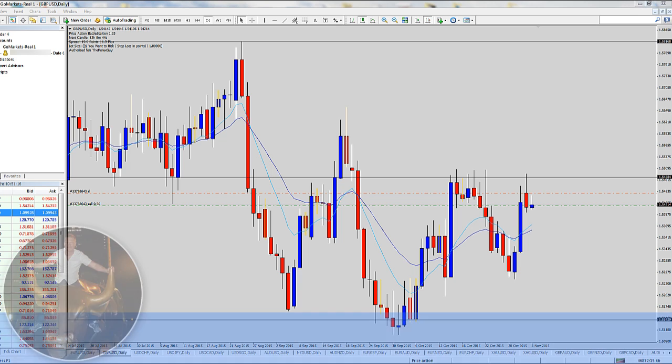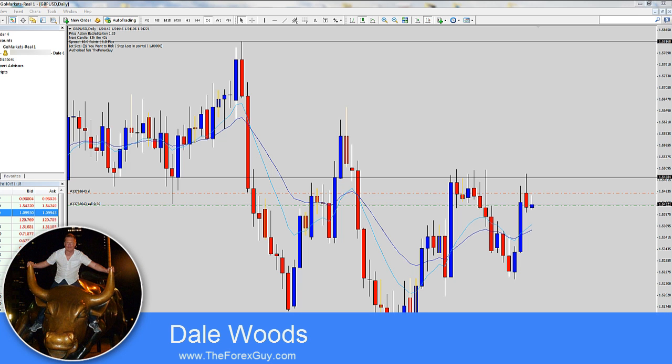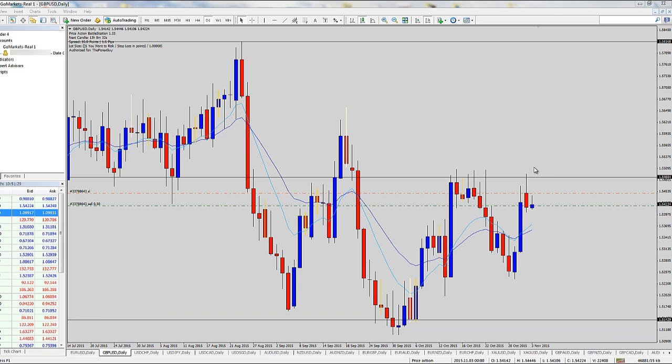Hi everybody, Dale here today on the pound US dollar daily chart with another live trade demonstration. Today we're talking about a bearish signal which was discussed in today's War Room chart of the day. The candle in focus is this candle here.